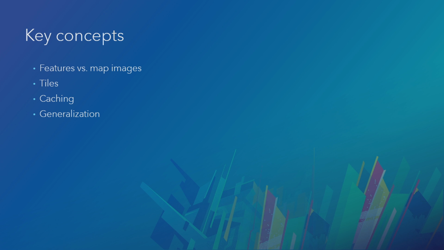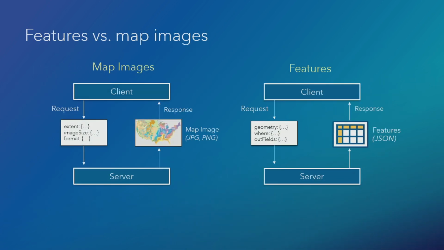On the other side of that are features, actually getting the geometry and the attributes down onto the client itself so you can do very highly interactive things. Keep those two differences in mind as we're talking about the different service types that we have available. Then there's tiles, caching, and generalization. So let's go into those four things a little bit.